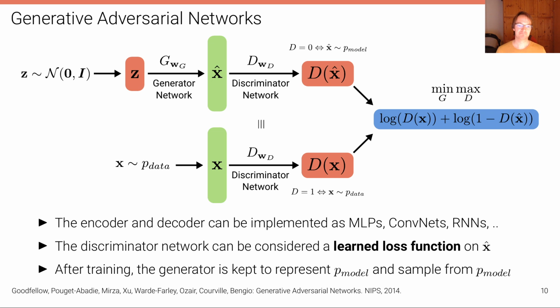After training, the generator is kept to represent the model distribution. So after training, you can throw away the discriminator network because the generator is what we are ultimately interested in. We're interested in this model that can sample new data points from a latent code, such that these data points look like they are coming from the data distribution. We don't need the discriminator in most cases anymore.